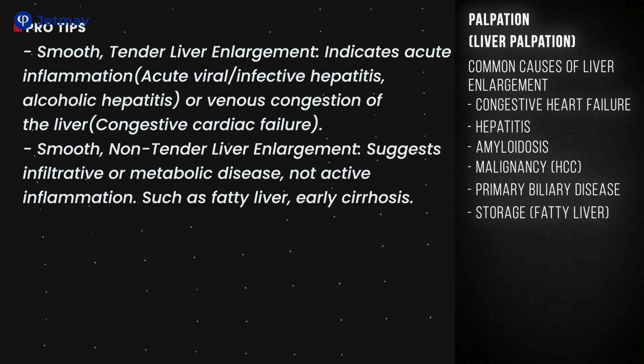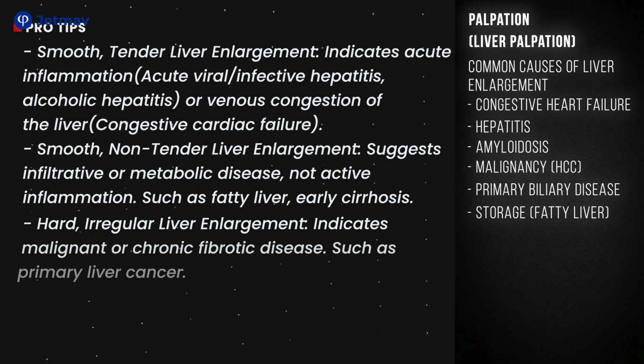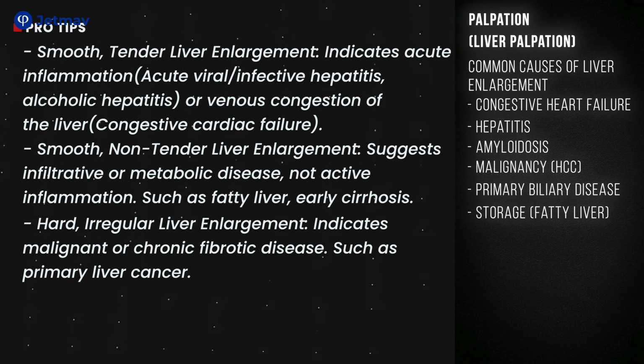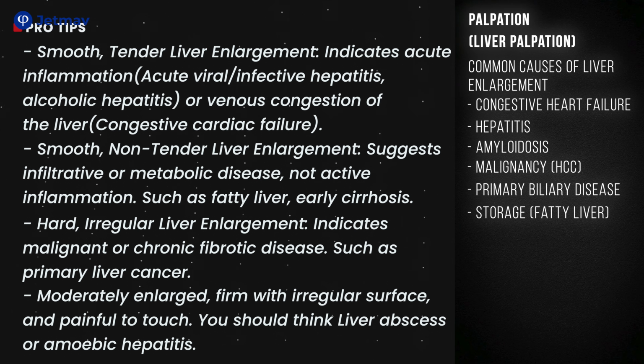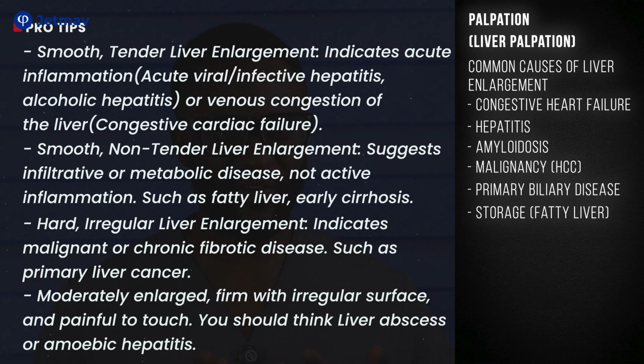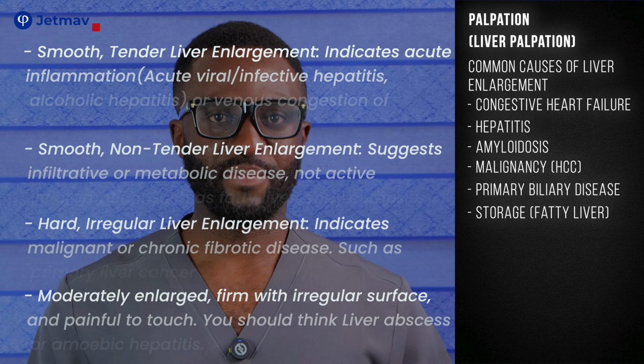Some of these include fatty liver, an early phase of cirrhosis, that's a fibrosis of the liver. Then if you have a hard, irregular liver enlargement, it indicates a malignant or chronic fibrotic disease, such as primary liver cancer, that's hepatocellular carcinoma. But if the liver is moderately enlarged, firm with irregular surface and painful to touch, you should think of a liver abscess or amoebic hepatitis.